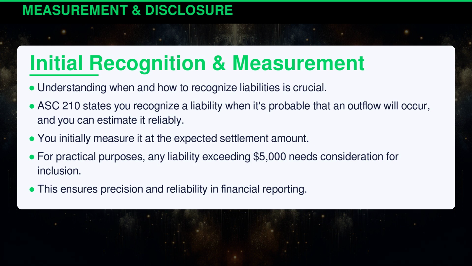Understanding when and how to recognize liabilities is crucial. ASC 210 states you recognize a liability when it's probable that an outflow will occur, and you can estimate it reliably. You initially measure it at the expected settlement amount. For practical purposes, any liability exceeding $5,000 needs consideration for inclusion. This ensures precision and reliability in financial reporting.